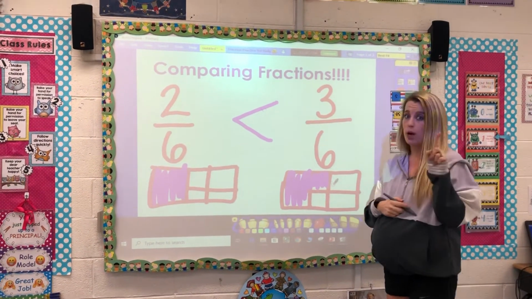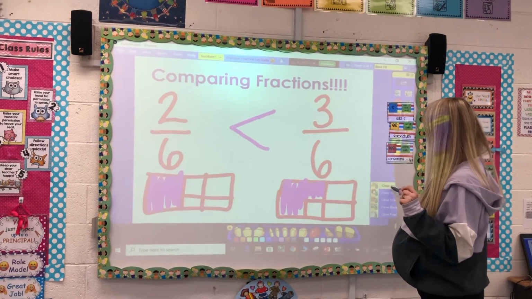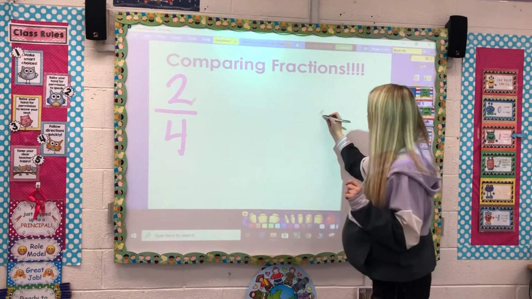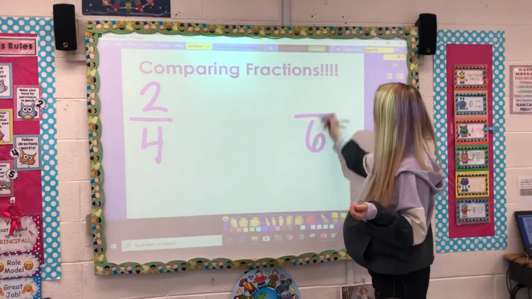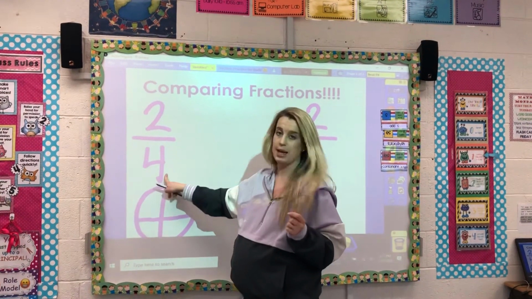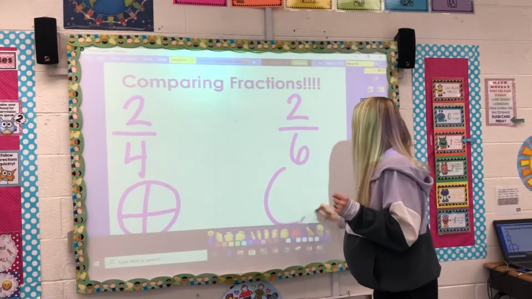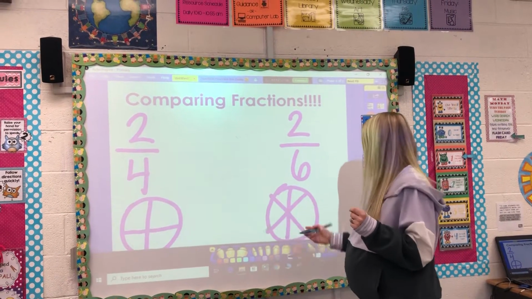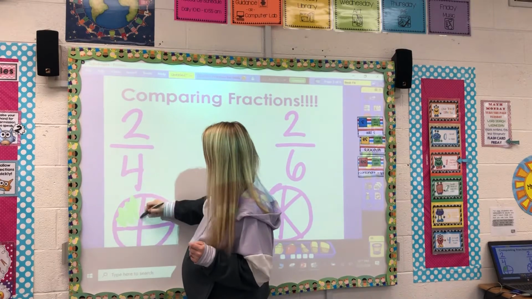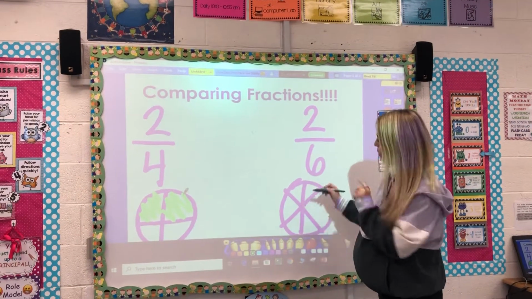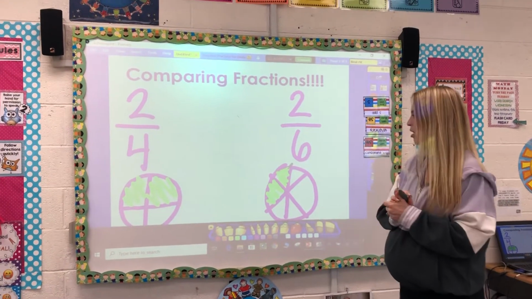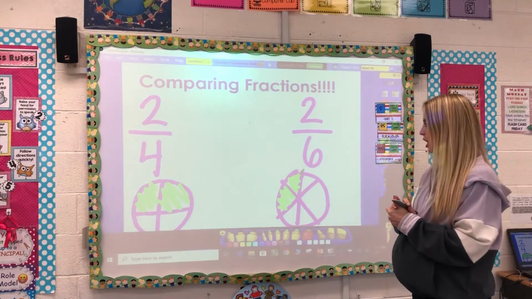Okay, now let's go to the one other way. 2/4, and let's do 2/6. Okay, so I'm going to do a pizza with 4 pieces because that means 4 total, and a pizza with 6 pieces because that means 6 total. They both are allowing for us to have 2 slices. Okay, 2 out of 4, 2 out of 6.